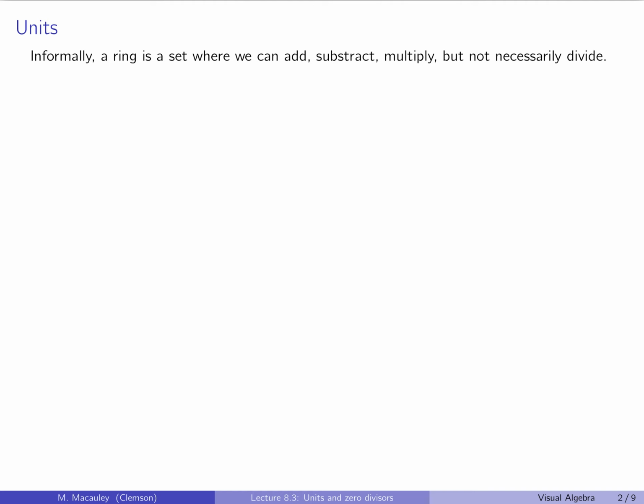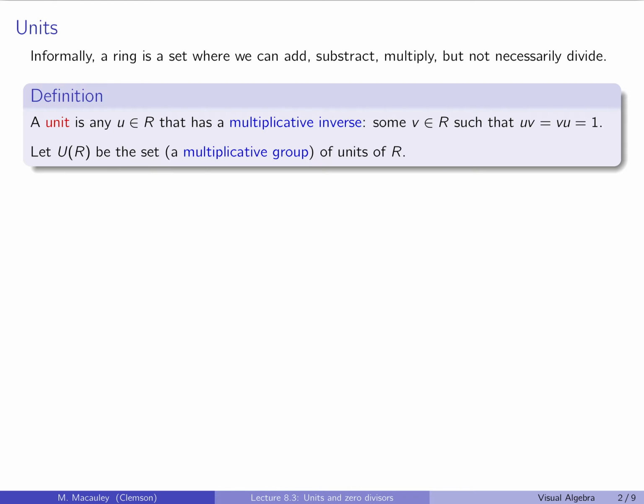Informally, a ring is a set where we can add, subtract, and multiply, but not necessarily divide. A unit is any element u in a ring that has a multiplicative inverse, that is, some v for which uv and vu are equal to 1. Sometimes we write v inverse equals u. So think of the units as the elements that we can divide by. And we'll often write the set of units of a ring as U of R, and that is a multiplicative group.